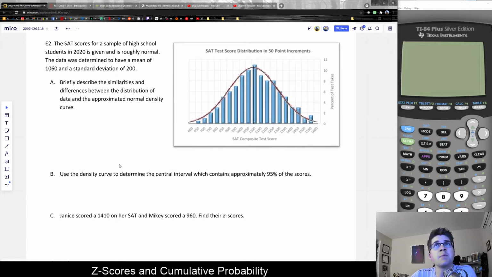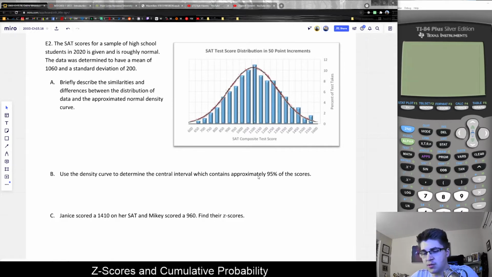So, for example, the SAT scores from these high school students follow roughly a normal distribution with a mean of 1060 and a standard deviation of 200. The first thing it asks us to do is use the density curve to determine the central interval, which contains approximately 95% of the scores.